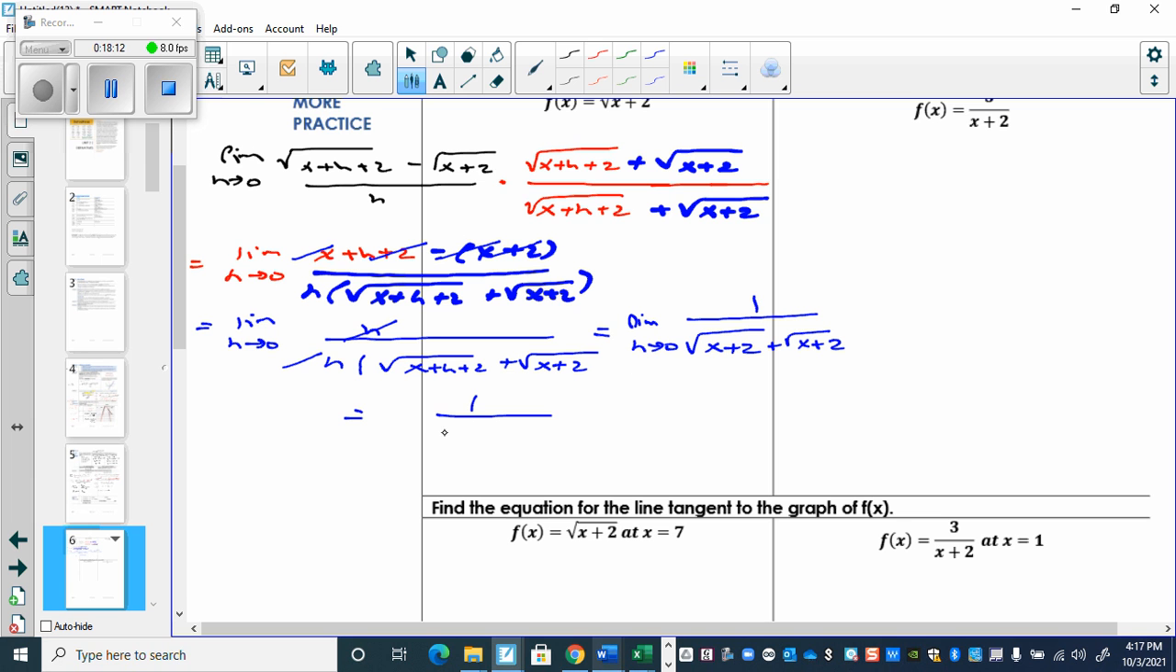When we add these two groups, we end up with 2 of these. That's all. We just combine them. We end up with 2 of these. And therefore, this particular limit equals that.